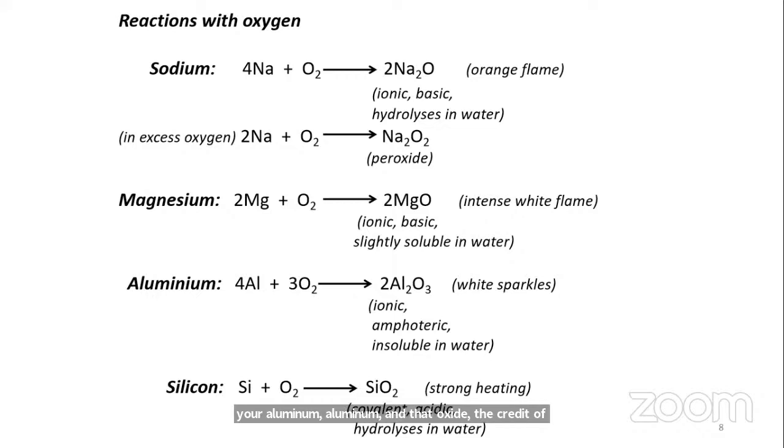aluminium from undergoing corrosion. Then silicon also reacts with oxygen to give us silicon oxide, and that occurs on strong heating. Silicon oxide is acidic in nature and also hydrolyzes in water to give us silicic acid. It is a covalent oxide. Bonding there is covalent.